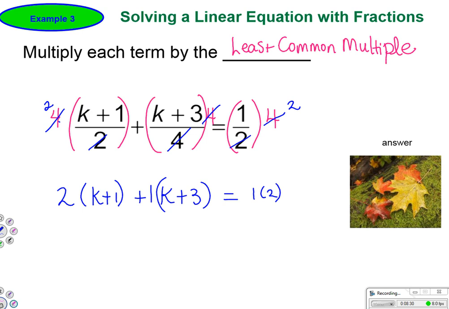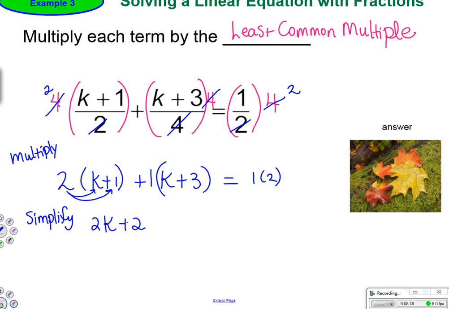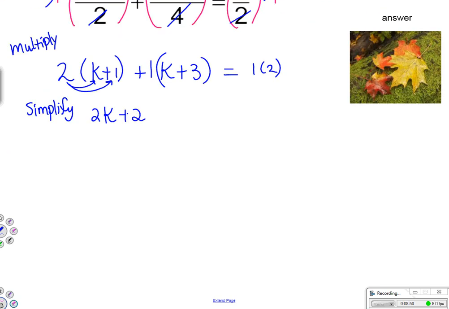Now let's simplify. So here we multiplied, and here we're simplifying. And distribute as part of that simplifying step. So I get 2k plus 2. Let me move this up. 2k plus 2. Really, 1 is insignificant, so that's a k plus 3. And 1 times 2 is 2.